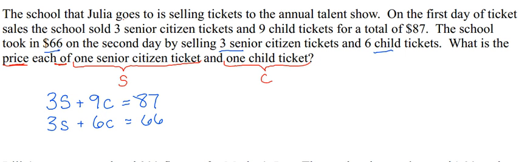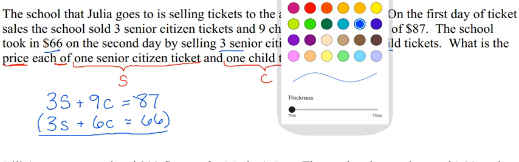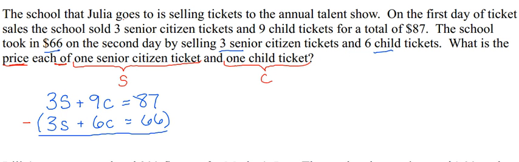And this one is set up really well for elimination. This is the first time I've done it in a video, but 3s and 3s. If we add these equations, we get 6s. That's not what we want to do. We want to get rid of one of our variables. So what I'm going to do is subtract: 3s minus 3s, 0s. But then we have to do the same thing here. 9c minus 6c, which is 3c. 87 minus 66 is 21. You divide by 3 and you get that the cost of a child ticket is $7.